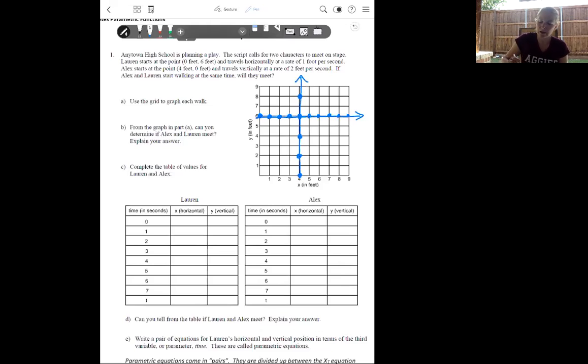So now on part B, from the graph in part A, can we determine if Alex and Lauren meet? Well, if I'm just looking at the graph, it kind of looks like they do, right? Because we see there is a point of intersection, but did they cross it at the same exact time? So in this case, no, they don't meet. Because they reached that point at different times.